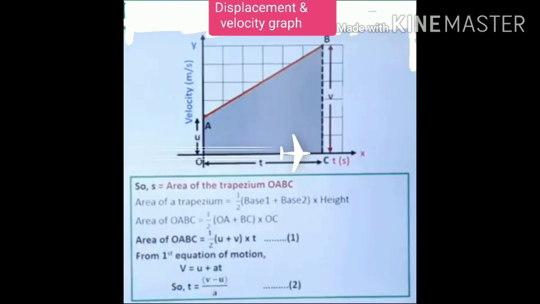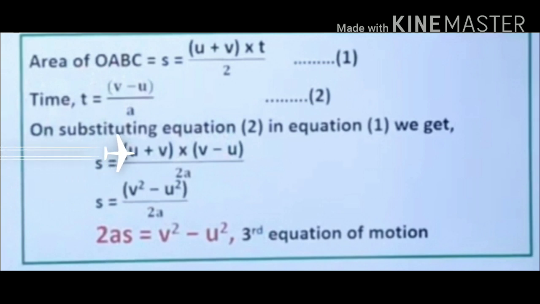But A means acceleration, A is equal to V minus U upon t. Therefore, t is equal to V minus U upon A. This is equation number 3. Therefore, S is equal to half into U plus V into V minus U upon A. Therefore, S is equal to V plus U into another bracket V minus U, upon 2A.